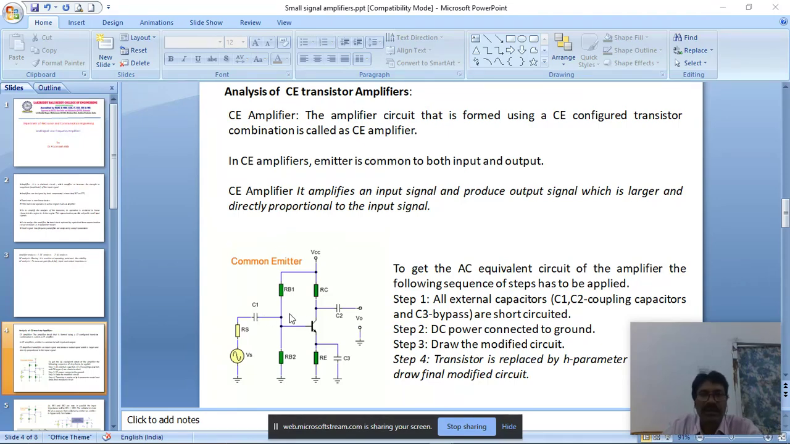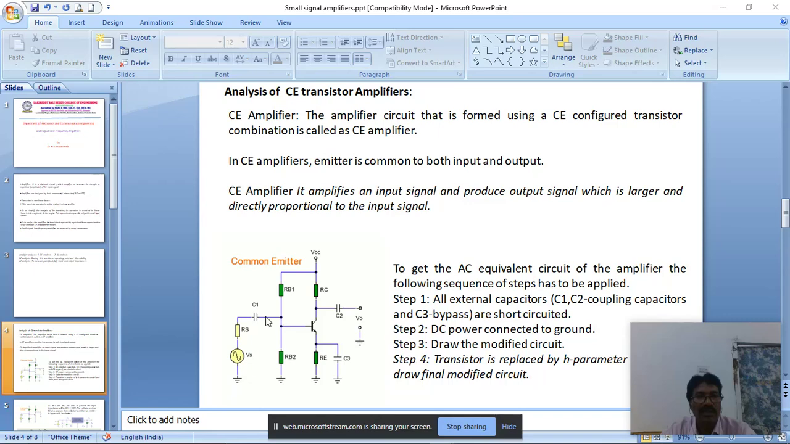Here C1, C2, C3 are the three capacitors. C1 and C2 are called coupling capacitors. C3 is called a bypass capacitor. C1 and C2 are used to couple the input and output to the transistor. RB1 and RB2 are the biasing resistors which are used to set the operating point properly at the center of the load line. To analyze the CE amplifier circuit, we follow some steps.